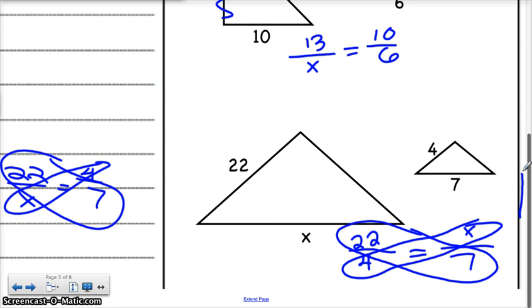Same thing. I just like to do the triangle. Left is to right as left is to right. It's a nice pattern for me. It seems like a lot of students like to write it this way: 22 is to X as 4 is to 7. Either way, it's a strategy that'll work. Okay? Let's see.